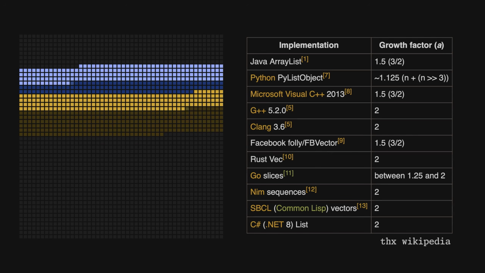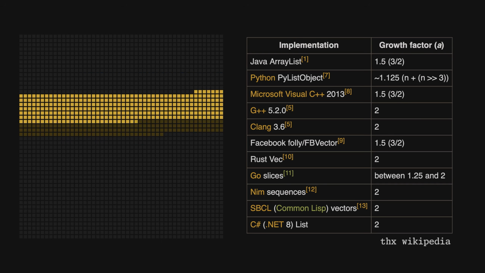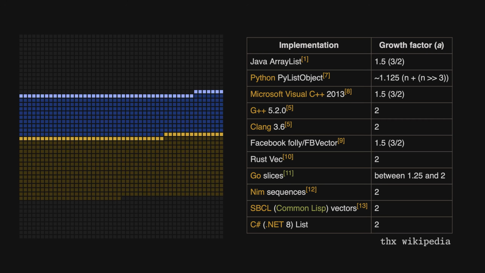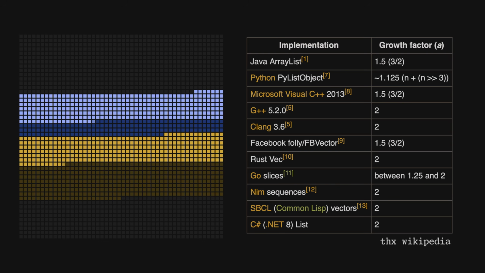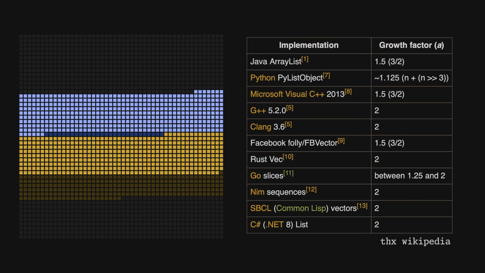Microsoft's C++ compiler uses 1.5, GCC and Clang seem to use 2 everywhere, Java uses 1.5, C# seems to use 2, Python uses around 1.125 for some reason. Go starts off with a factor of 2 for small lists and then switches to 1.25 over 1,000 elements, and that's about the spread of it. How all of this plays out in the real world is hard to determine.